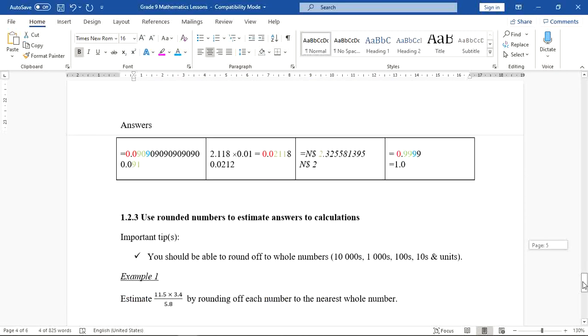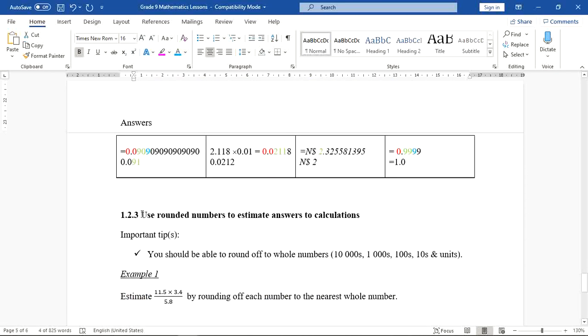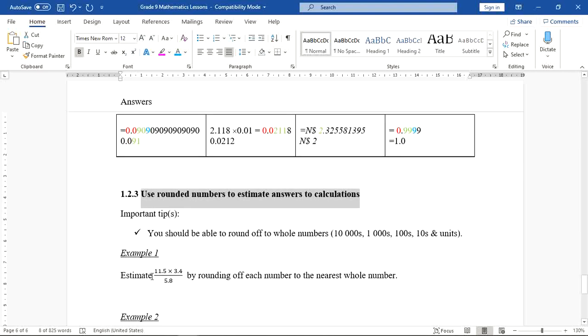In the next video, we are going to look at rounded numbers. We are going to use rounded numbers to estimate answers to calculations. We are going to look at something like this. Let's say you are given something like this, and then you estimate the numbers, so you round off the numbers so you can estimate the answer.